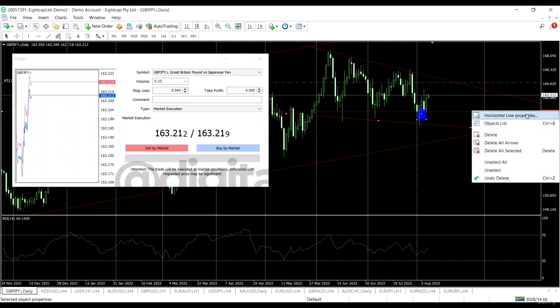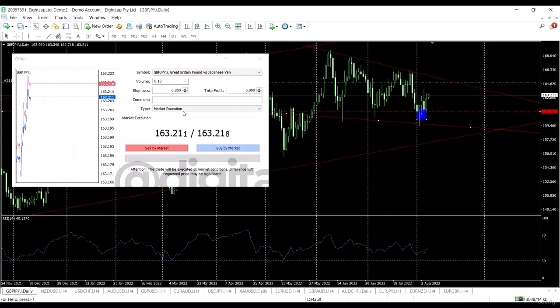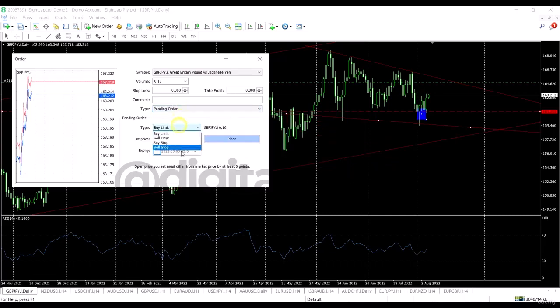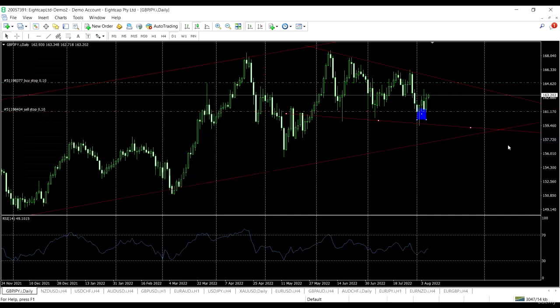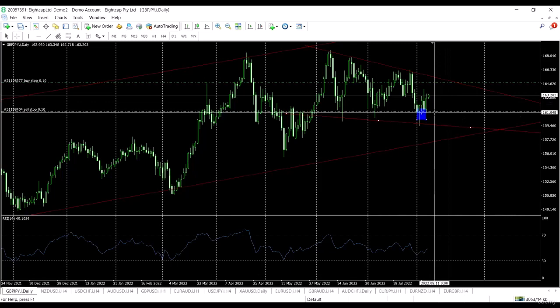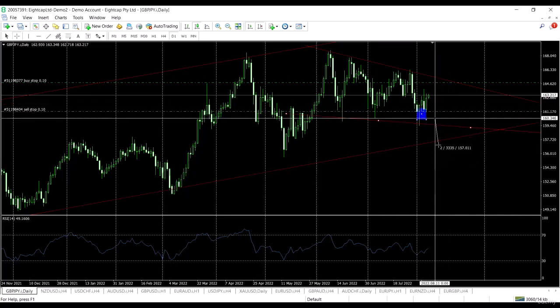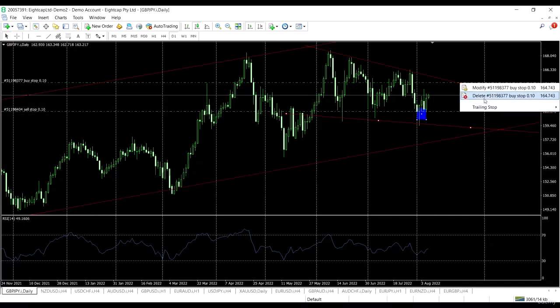And finally, for the sell stop, we copy our value, come to sell stop and place. We'll then see that we have now placed a sell stop here. When the price comes here and triggers it, we are going to enter a sell trade, hoping to take the ride downwards. I'm just going to delete all these trades right now.